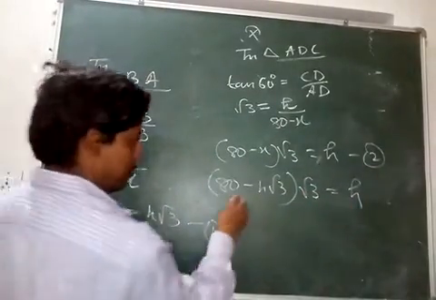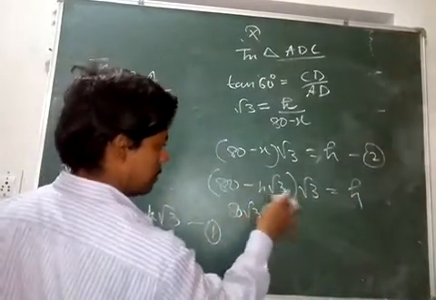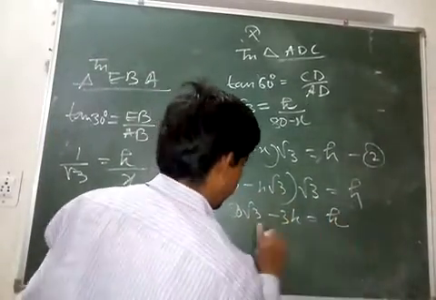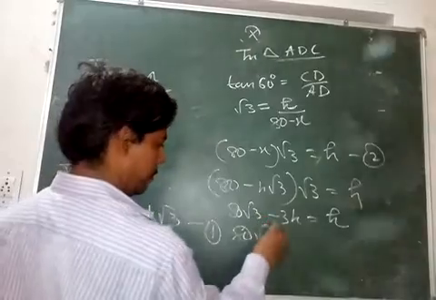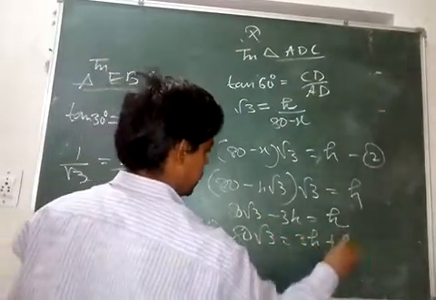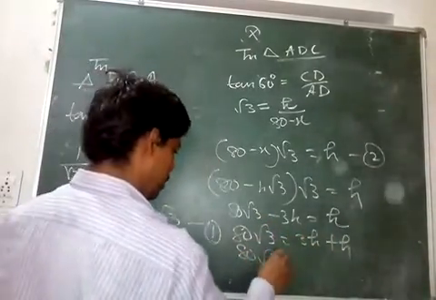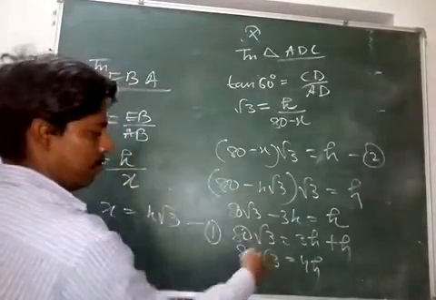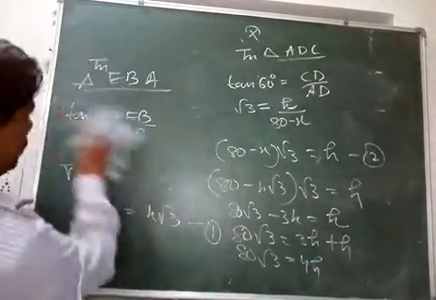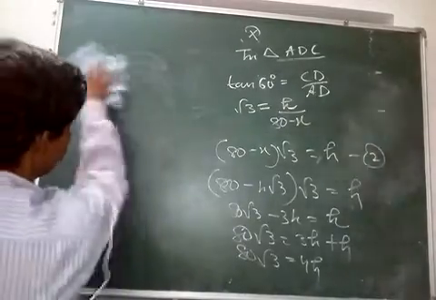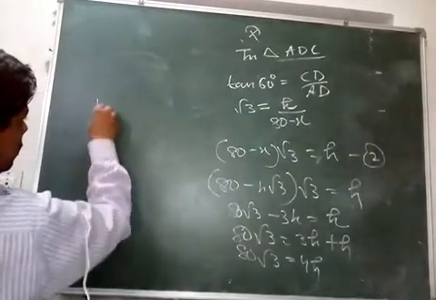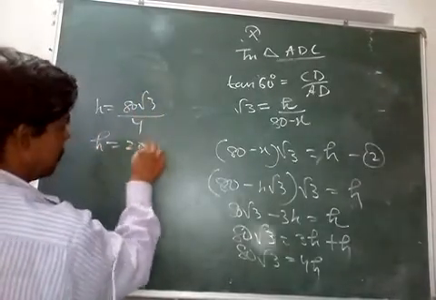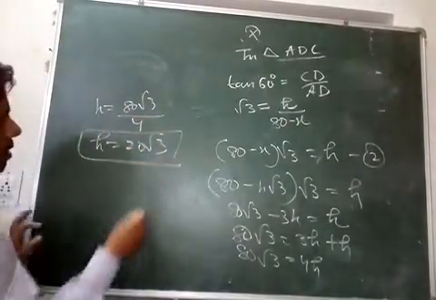Multiply by root 3, you get 80 root 3 minus root 3 into root 3, which is 3H, is equal to H. And this goes that side. 80 root 3 is equal to 3H plus H. And this is what? 80 root 3 is equal to 4H. So H is equal to 80 root 3 divided by 4. So H is equal to 20 root 3. Okay, so this is the height of the pole.